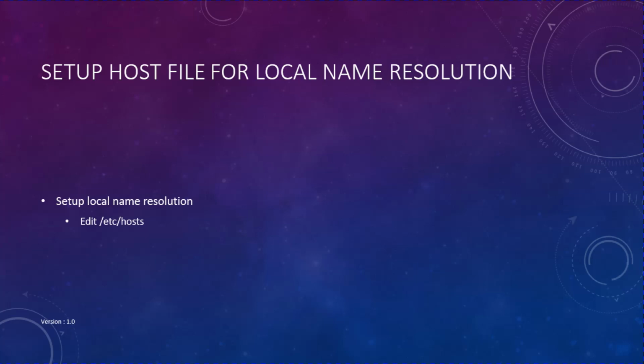Similarly, it is very hard to remember all the IP addresses in a network environment. Therefore, we use name resolution to map friendly names to IP addresses. Now, local name resolution is a technique where you configure the host file on your system to map names to IP addresses. So let's head back to the Ansible master server to do this.